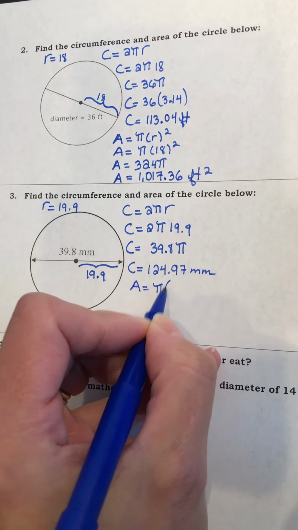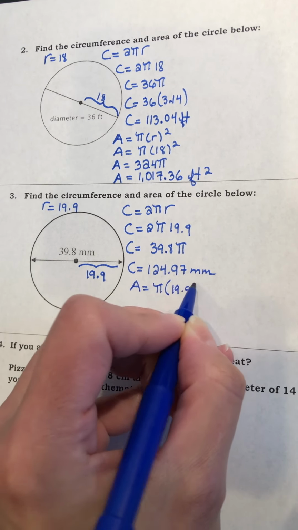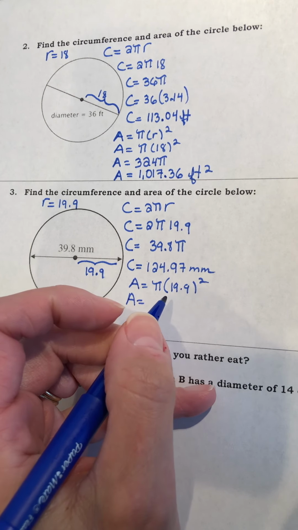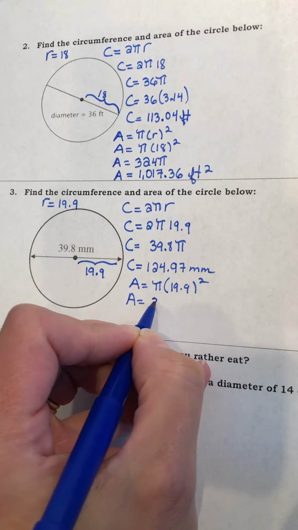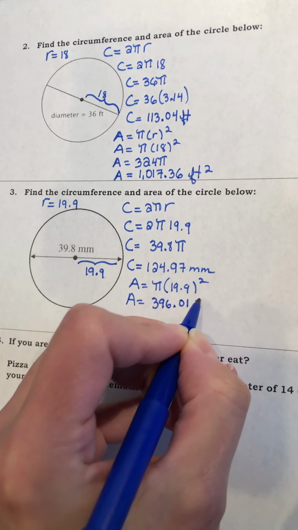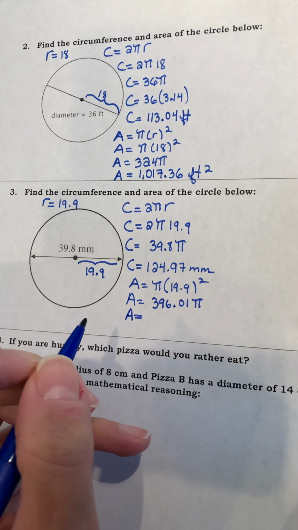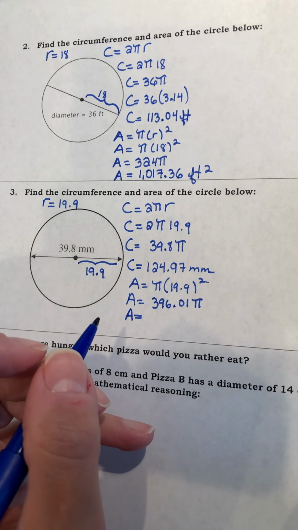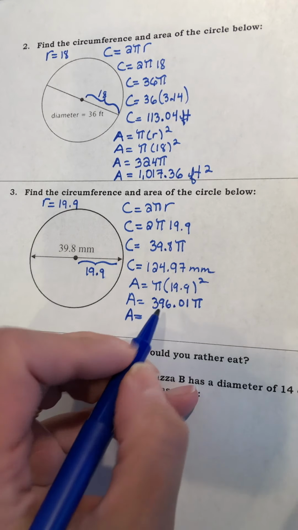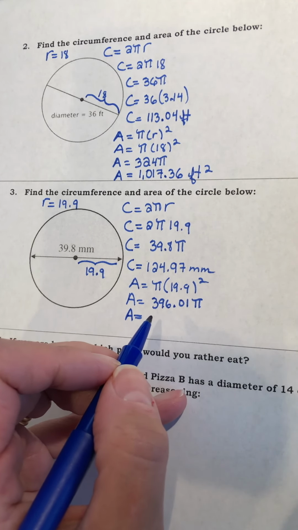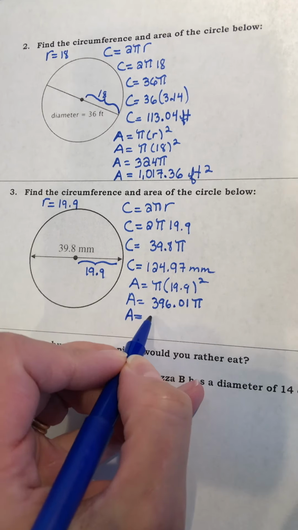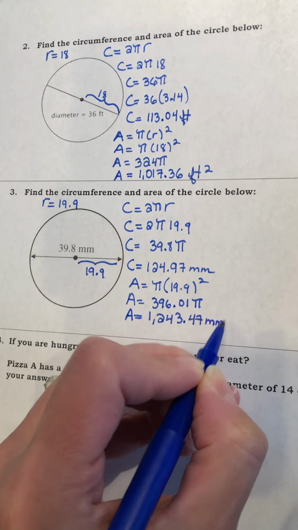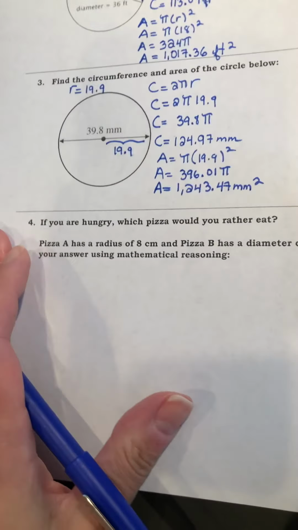Okay, same thing for area. Pi r squared, remember r is 19.9 squared, and this is going to be, let's just actually type this in. What's that? That's 396.01 pi, or if I want to use the precise answer and type this in my calculator, I can type in 396.01 times 3.14, and I will get 1,243.47 millimeters squared.